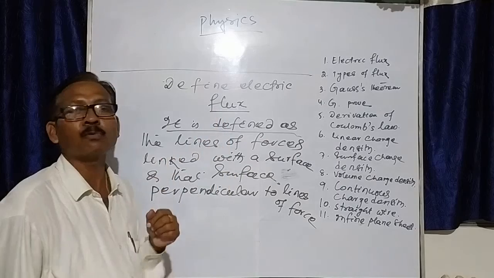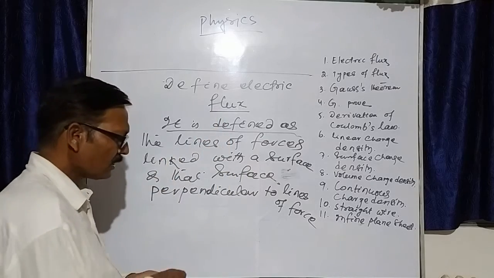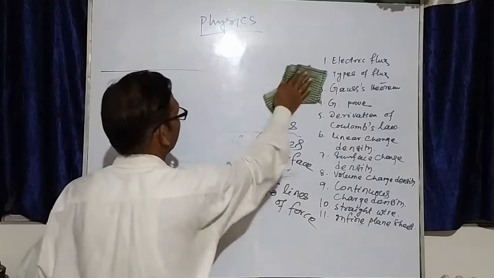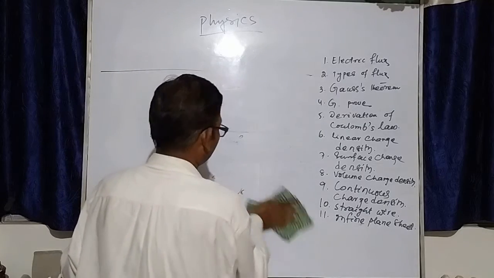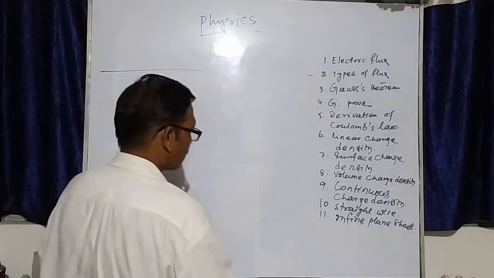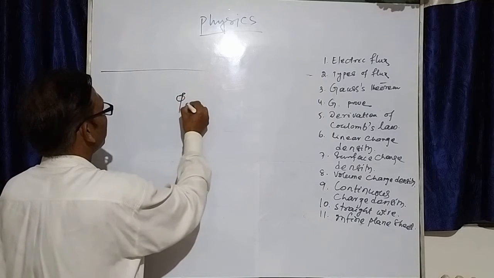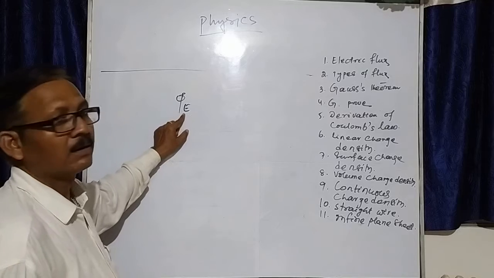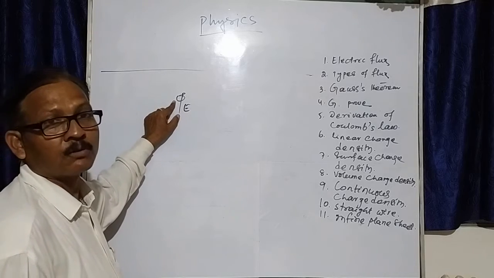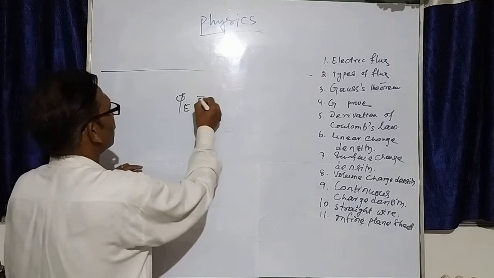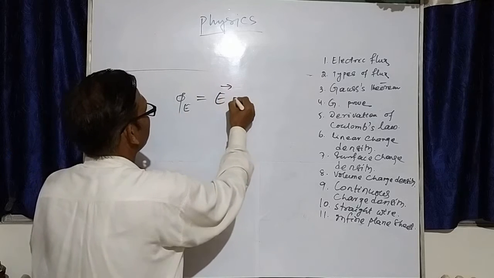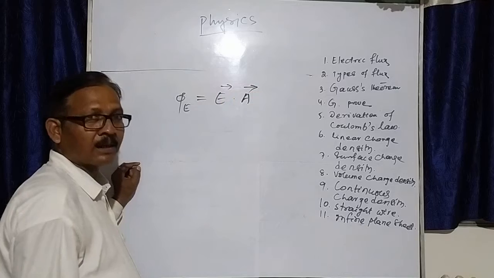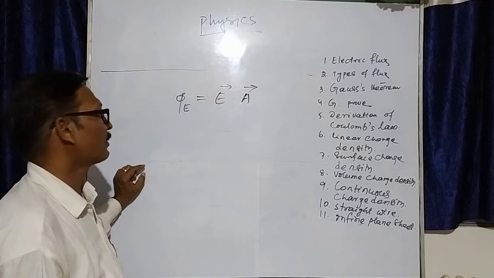Okay, this is the qualitative definition. Next, come to the mathematical definition. Mathematically you write electric flux, symbol phi E, E for electric field. Flux is equal to the dot product of E vector and area vector.